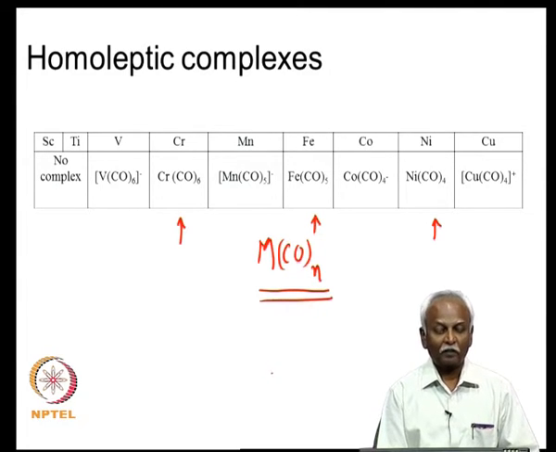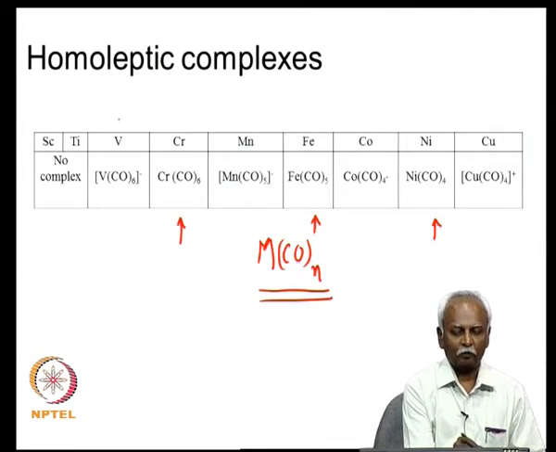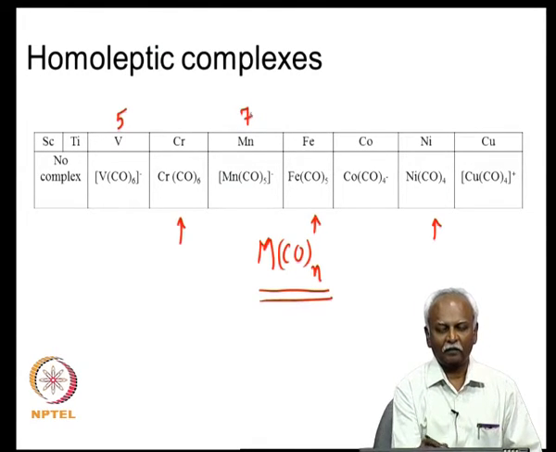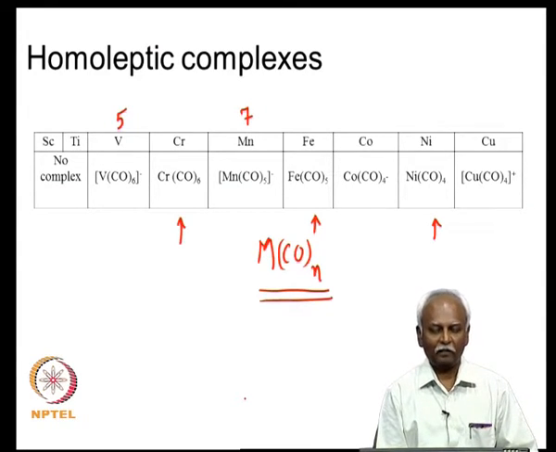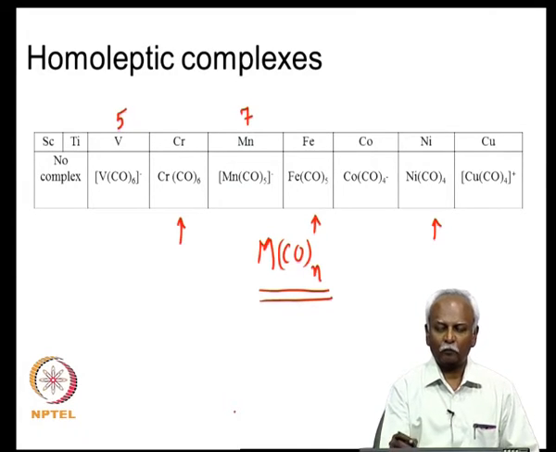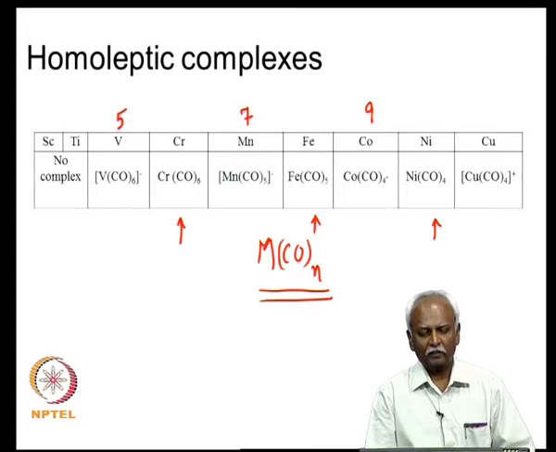And so, if you take the metals with an odd number of electrons, vanadium has 5 d electrons, and similarly manganese has 7 valence electrons in the d shell. That might be d5 s2, or you might consider it as a total of 7 electrons in the valence shell, and cobalt accordingly will have 9 valence electrons. So, the systems which have an odd number of electrons tend to form complexes which have a charge.